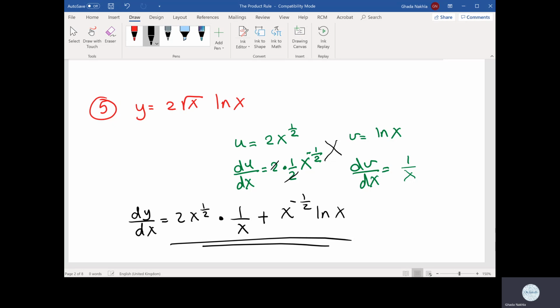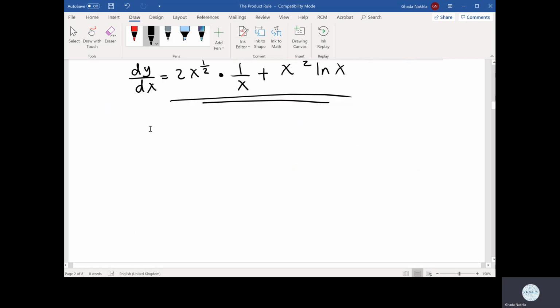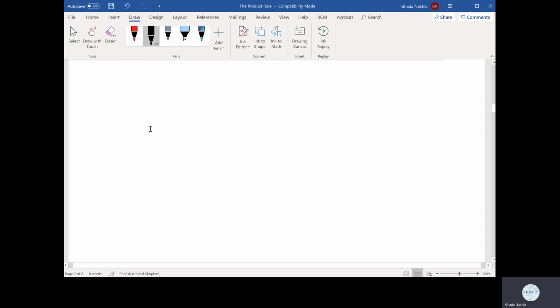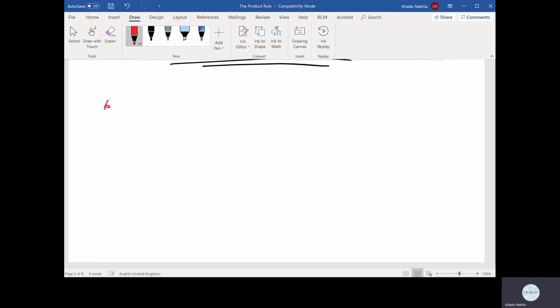Further, but let's focus on applying the product rule. Okay, let's take a look at something slightly different. And we're on example 6 now. And we want to differentiate y equals e to the 5x ln x.